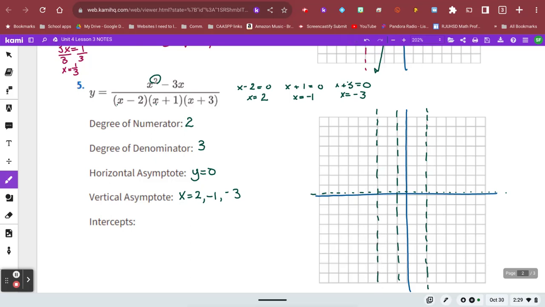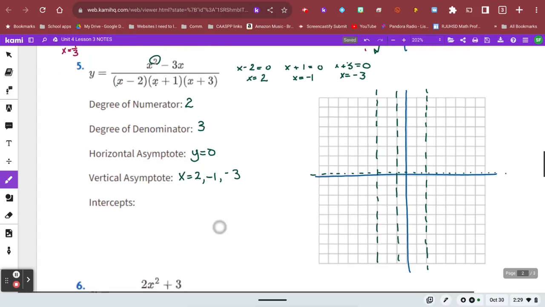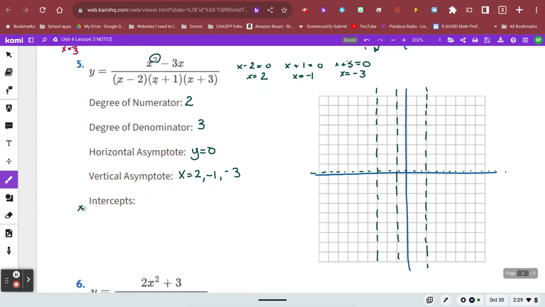All right, and then we're going to find the x and y intercepts. So for the x-intercept, we're going to set the top equal to 0. So we have x squared minus 3x equals 0. I can see they both have x's, so I'm going to pull out an x. And then I'm going to say x is equal to 0. I'm going to break it up. And x minus 3 equals 0. Add 3 to both sides. And my intercepts are going to be at (0, 0) and (3, 0).